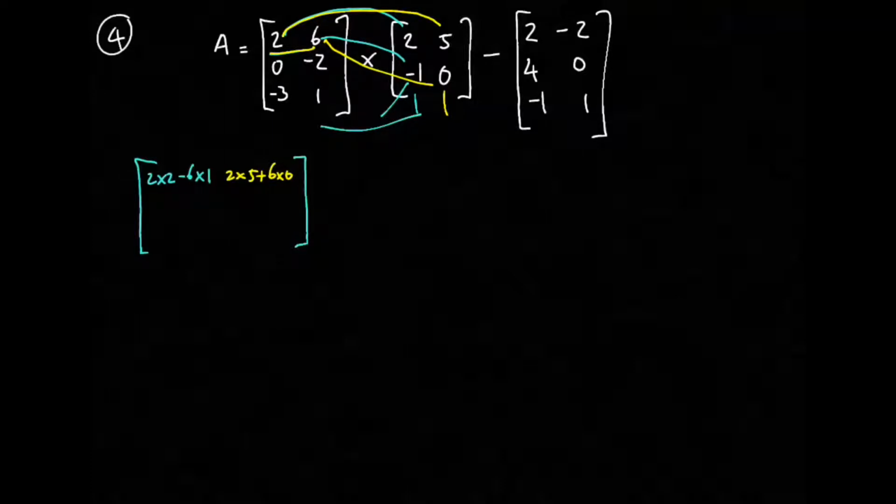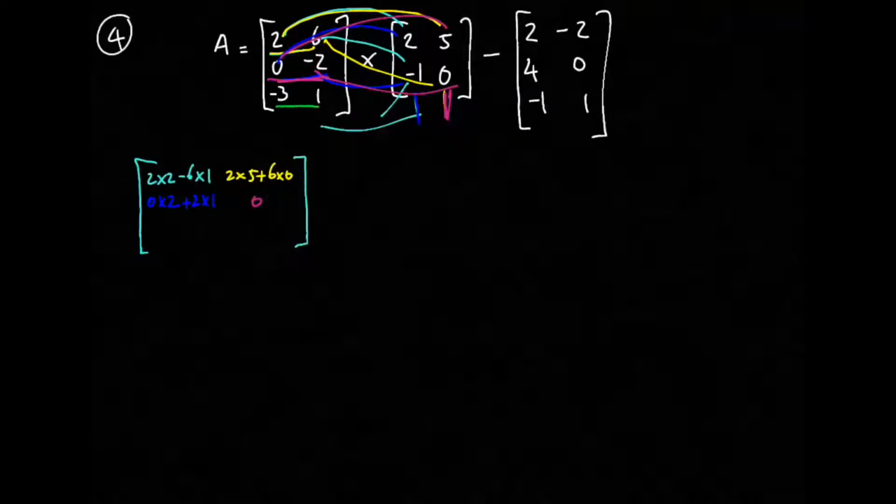Then working with the second row and first column, we've got 0 times 2 plus negative 2 times negative 1. Negative times negative is a positive, so it's plus 2 times 1. Then we're working with that same row and the second column, so 0 times 5 and negative 2 times 0, which is 0.